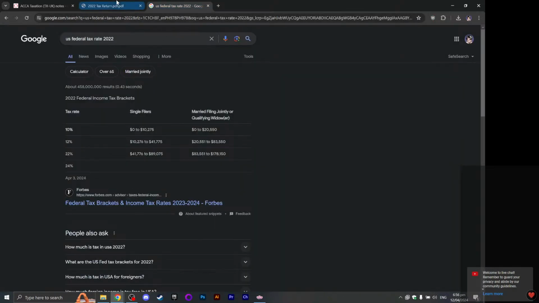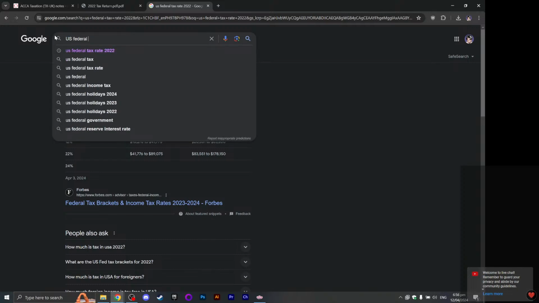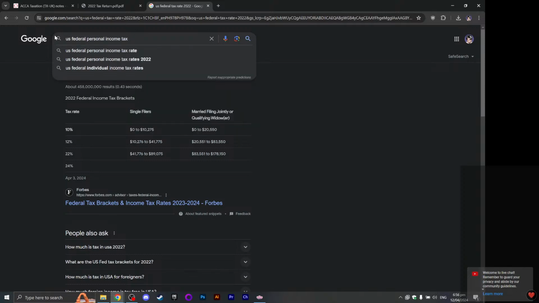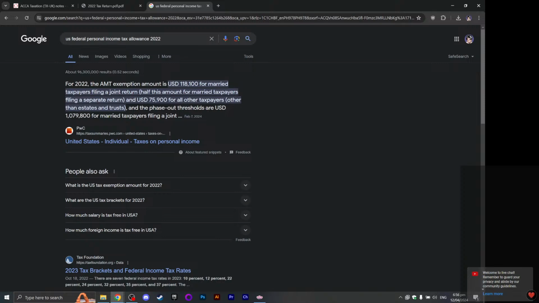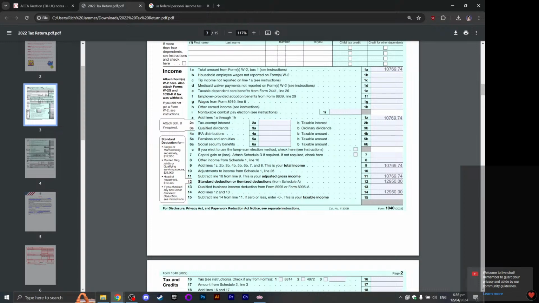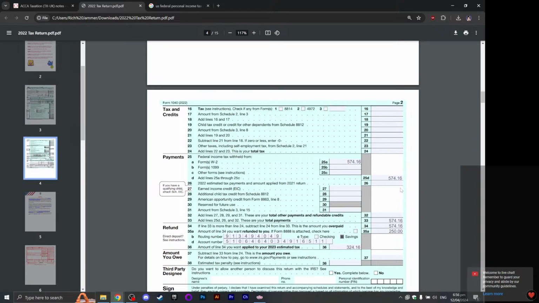Okay, what does the US have? Does the US have a personal allowance? US federal personal income. Okay. Oh. Okay. 2020. Exemption amount is for married? Huh? I don't know why all of our withheld tax is given back to us as a tax refund. I don't understand.